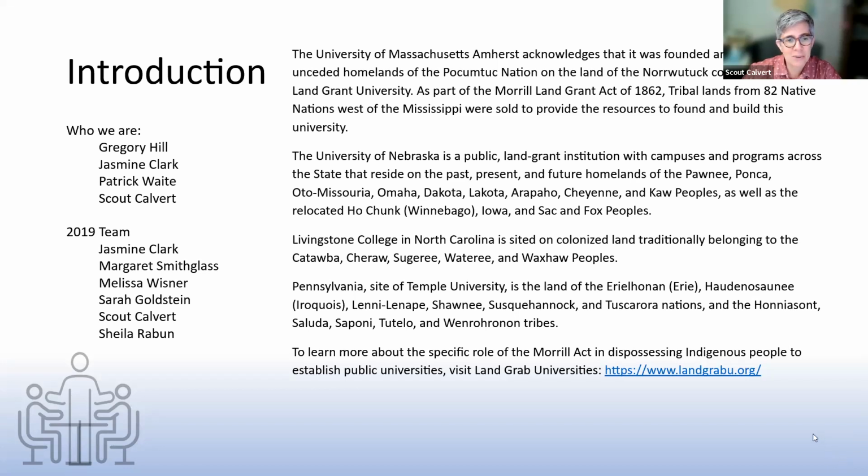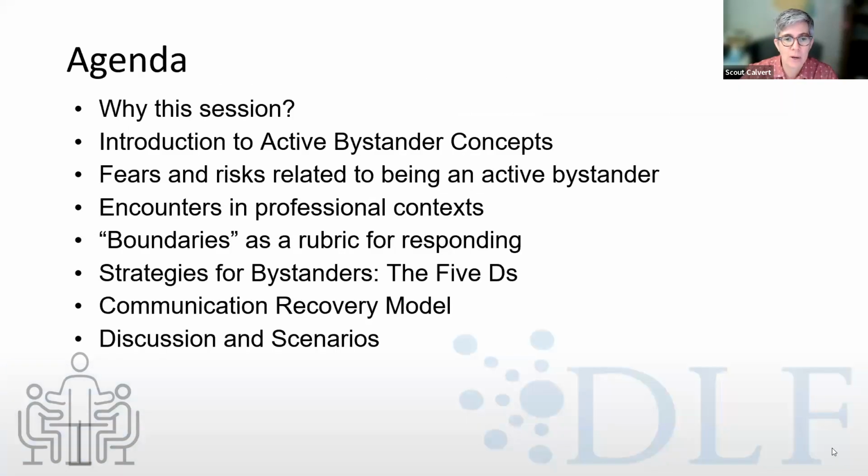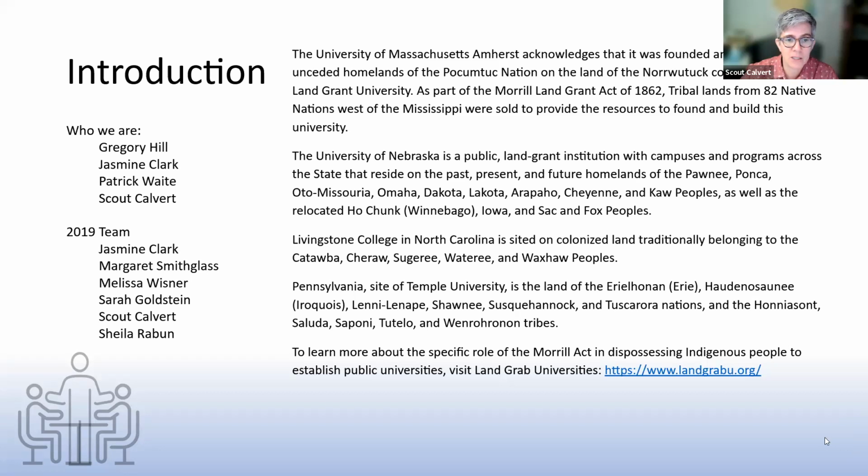All right, so also, because the four of us are speaking from different places in the US context, I want to take a moment to acknowledge the lands on which our institutions reside in so-called Massachusetts, Nebraska, North Carolina, and Pennsylvania. UMass Amherst and University of Nebraska-Lincoln are both land-grant universities, and you might want to learn more about the specific role of the Morrill Act in dispossessing Native people in order to establish public universities, and you can learn more about that at Land Grab Universities. If you don't know about that investigation, it's very helpful.